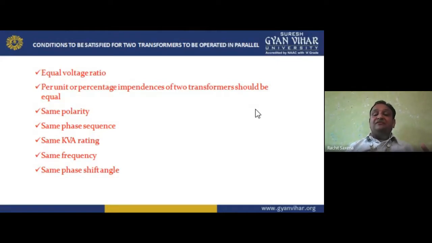Now, if I am using two transformers, they should be identical. So if I am using two transformers, the per unit impedance of the two transformers should be equal. Then they will not change. They are not in the nature of change. So they should be equal. Third, same polarity. If I am connecting positive to negative, I have to connect again with the same polarity, positive to negative. So the polarity will be the same.